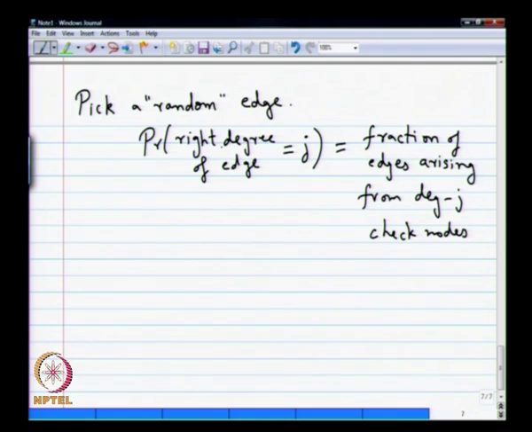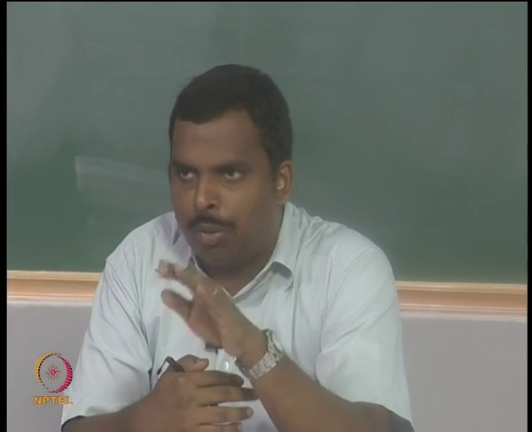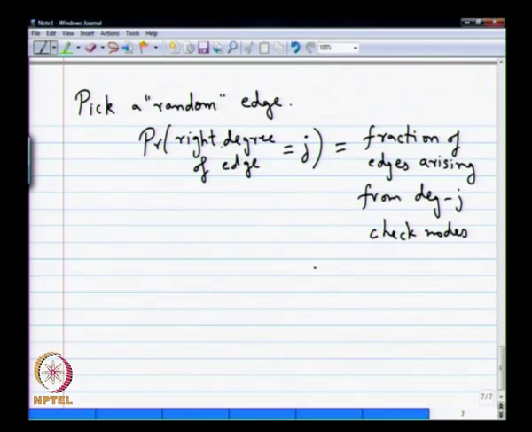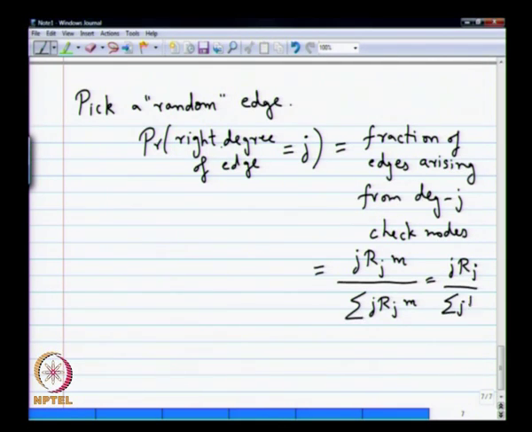In a graph you have several check nodes of different degrees, and there will be several edges which originate from different degree check nodes. So, when I pick a random edge in a particular graph, a particular edge is likely to be connected to a check node of degree j with a certain probability, and the probability will be equal to the fraction of edges that come out of degree j check nodes. And this fraction can be very easily computed. What will be this fraction? j times Rj times m divided by summation j Rj m. So m will cancel, and you simply get j Rj by summation j Rj.